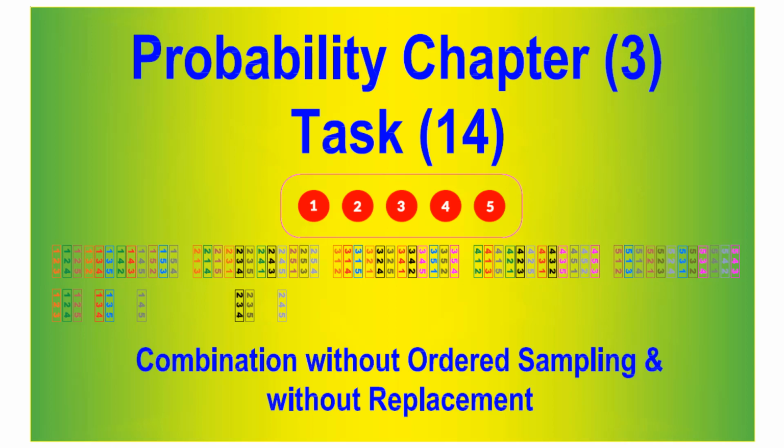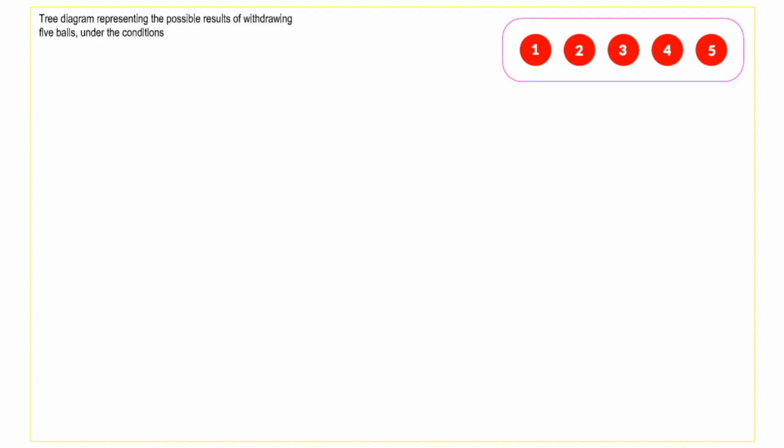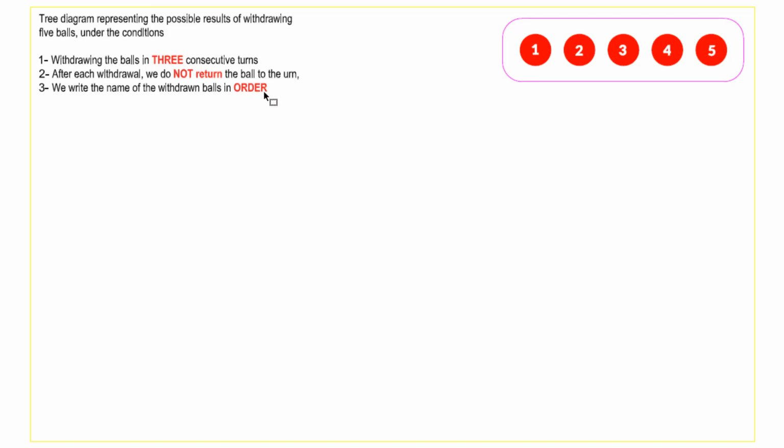Hi everyone, our lesson today is combination without ordered sampling and without replacement. So we have here 5 objects and we are going to withdraw these objects in 3 consecutive turns, and we are not going to return any object to the urn after each withdrawal, and we are going to withdraw in order. Actually, this is a problem we have studied before.